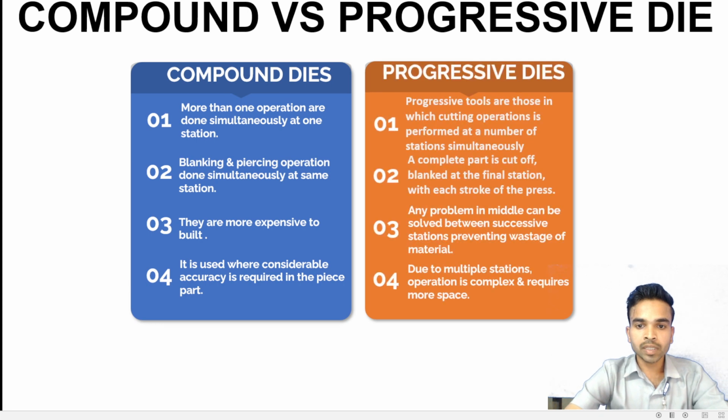Now progressive dies. Progressive tools are those in which cutting operation is performed at a number of stations simultaneously. A complete part is cut off as a blank at the final station with each stroke of the press. Any problem in the middle can be solved between successive stations, preventing wastage of material. Due to multiple stations, working is complex and requires more space.